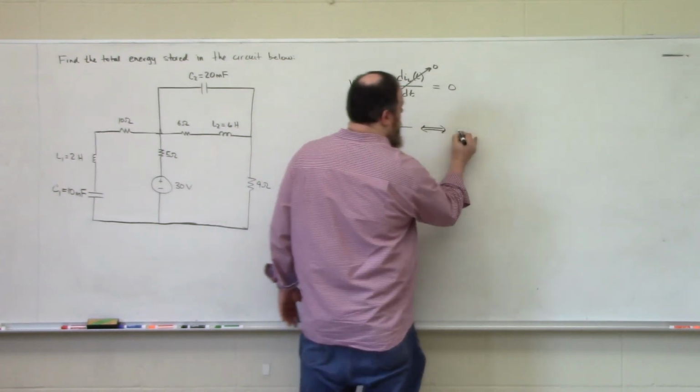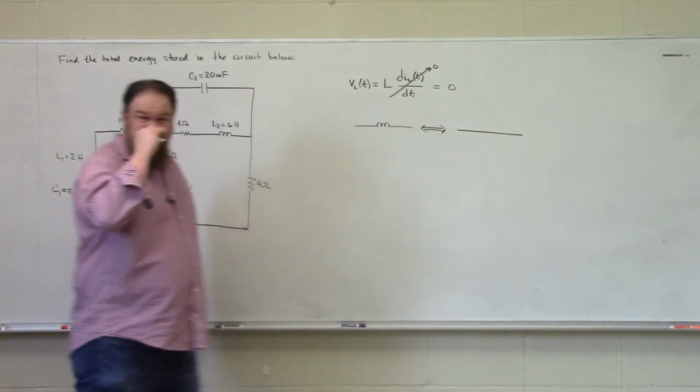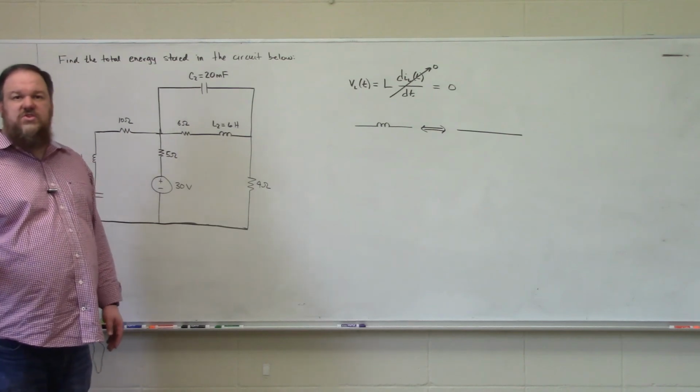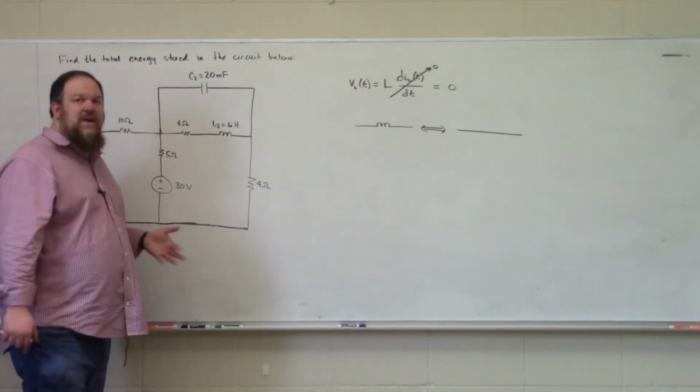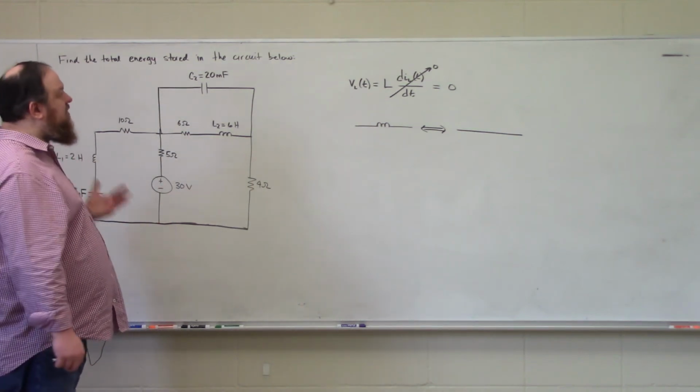with wires, because we know that the voltage drop over a simple wire is 0, while allowing any amount of current that needs to flow through it to flow through it.